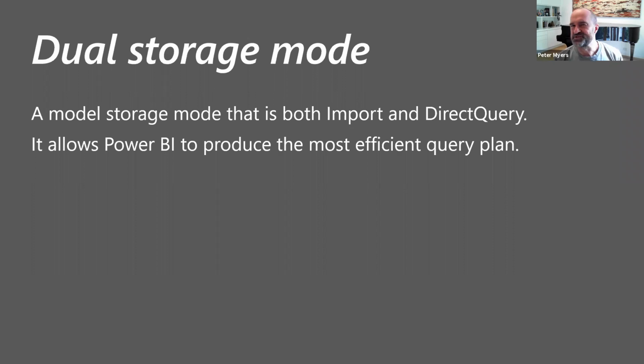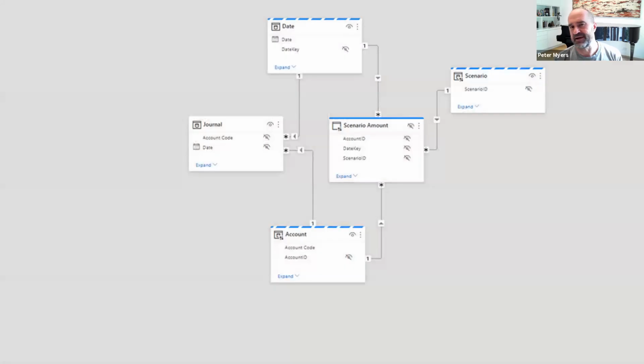The next topic is dual storage mode. So you've learned that for a table in your model, it can either be import storage or direct query, but dual means that it could be both at the same time, which means that Power BI has the ability to determine the most efficient path. In fact, what it would do is it would always choose import if it could, because it delivers the fastest query performance. So let's understand how it works.